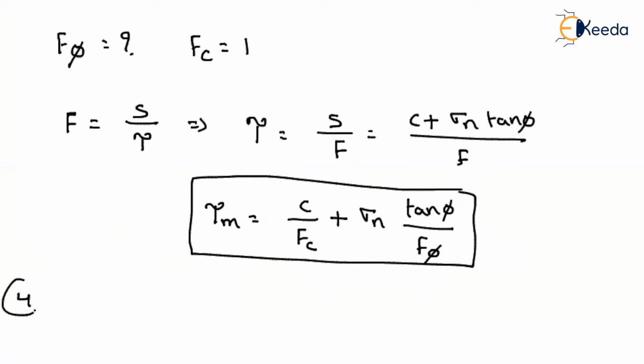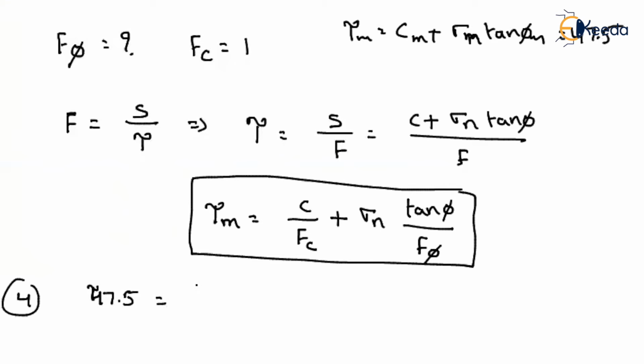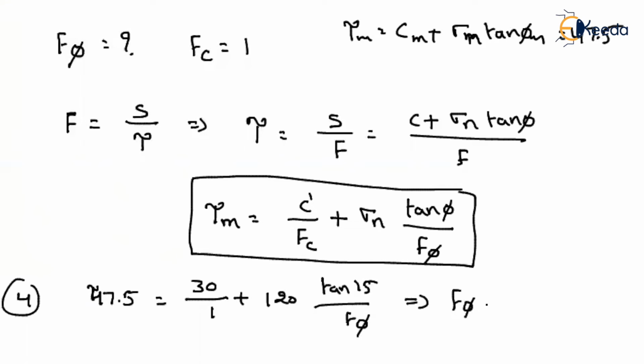In the fourth one, what do we have to find? If Fc is equal to 1, what is F phi? What is tau m? Let me write it down. Tau m is the already mobilized value: Cm plus sigma n into tan phi m. If you solve this, you will get around 47.5. So 47.5 is equal to the C dash value, which is given as 30, divided by the factor of safety with respect to cohesion, 1, plus the normal stress, given as 120, into tan phi dash, which is tan 15, divided by F phi. If you solve this, you will get the factor of safety with respect to friction as 1.84.